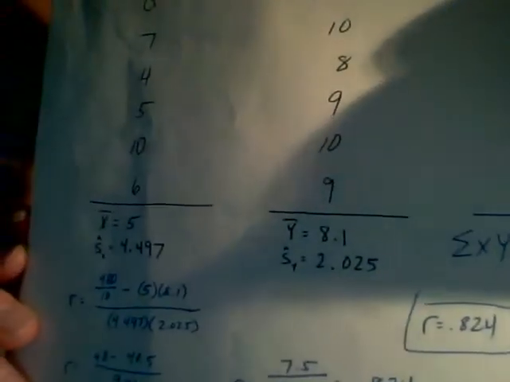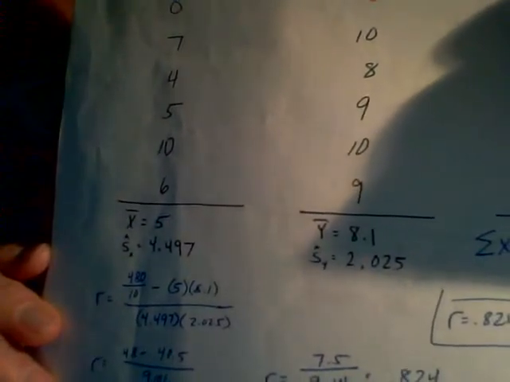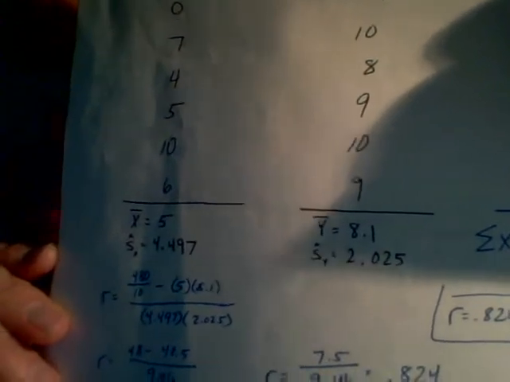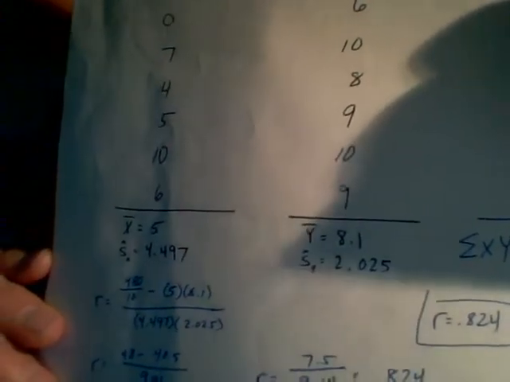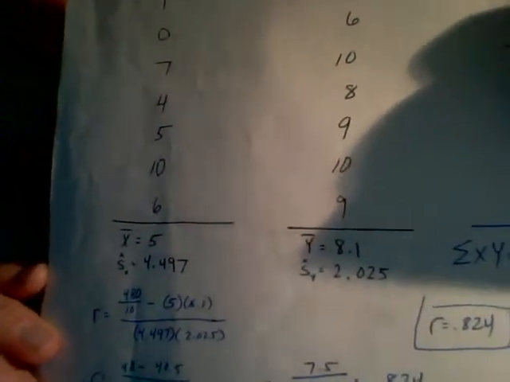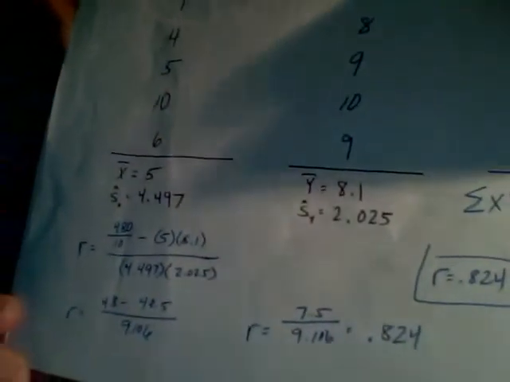Also, as I pointed out before, at the bottom of this page you have the mean for your x variable, which is 5. You have the standard deviation for your x variable, which is 4.497. You have the mean for your y variable, which is 8.1, and the standard deviation for your y variable, 2.025. So between these several pieces of information, the sum of x times y, which is 480, as well as your means and your standard deviations, you have all the information that you need to plug into the formula for R.